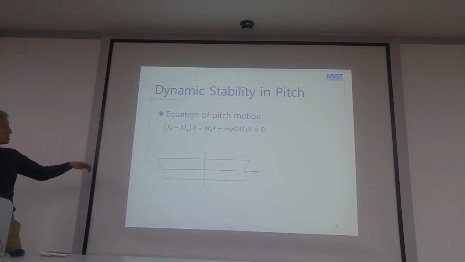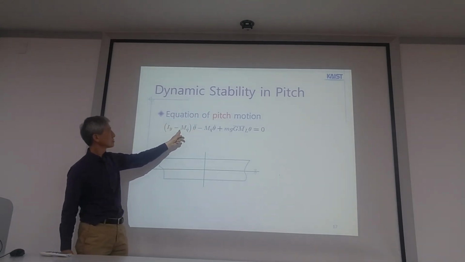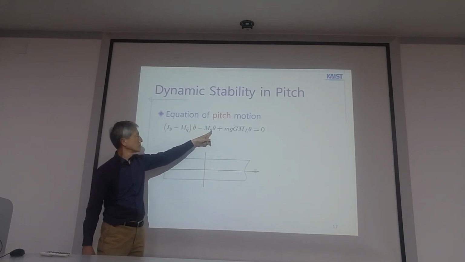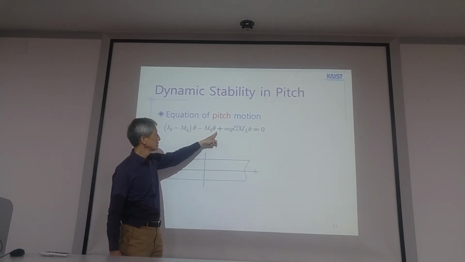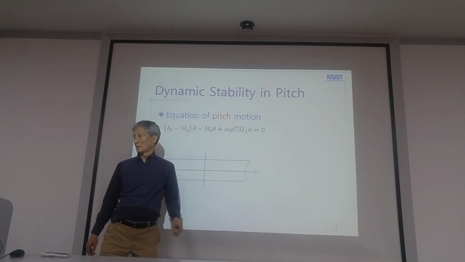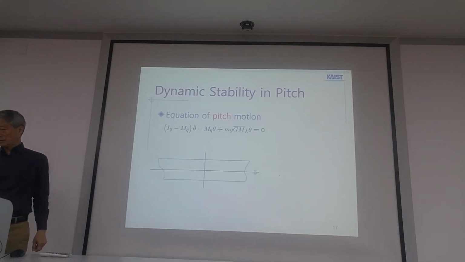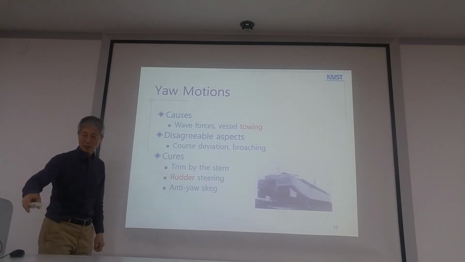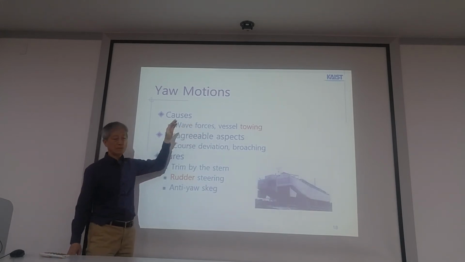Dynamic stability, there is also calculation, equation of motion. Very similar to the previous one. The axis is different, and also it's not KM here, not Q here, and this is a longitudinal GM, not transverse GM. Right? Very similar shape, but the real contents are much different. And yaw motion, yaw is in this way. Yaw is in this way. Because, once again, the wave forces.